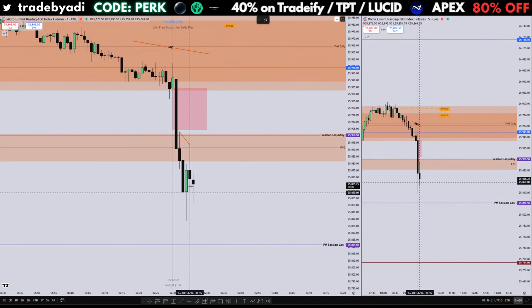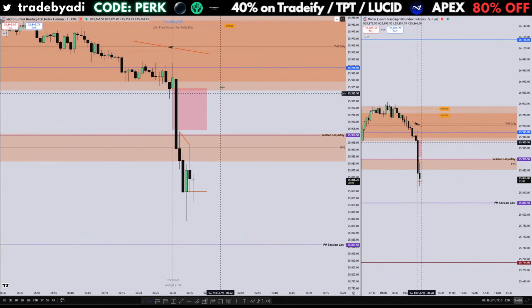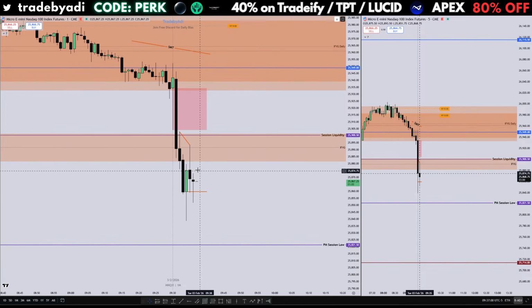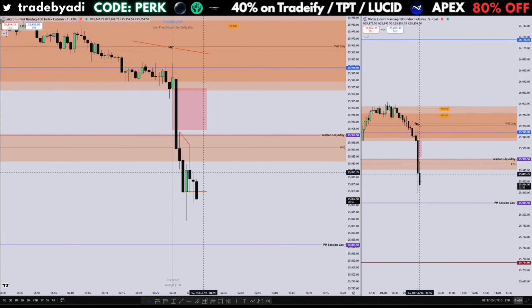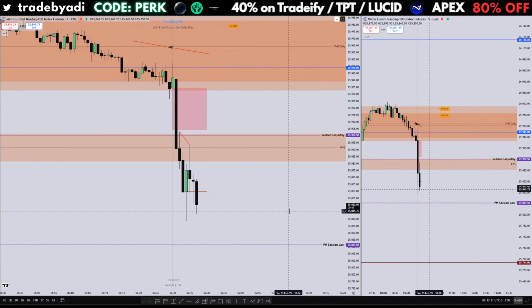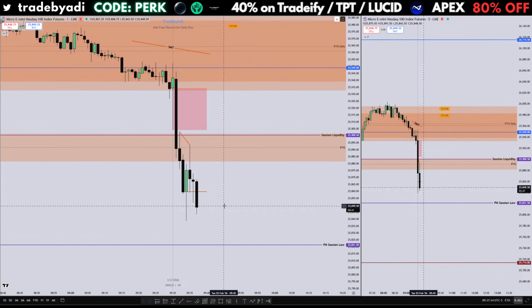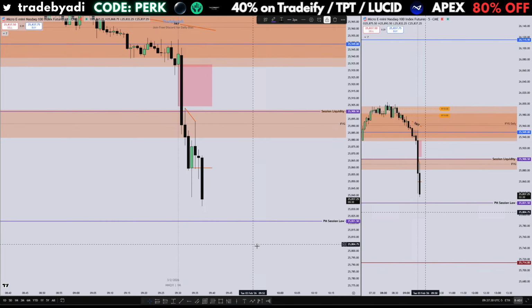Okay. If someone has shorted from this level only, they should only put some risk because the target is really near. You hardly have 38 points. Okay, price is going to take this low.